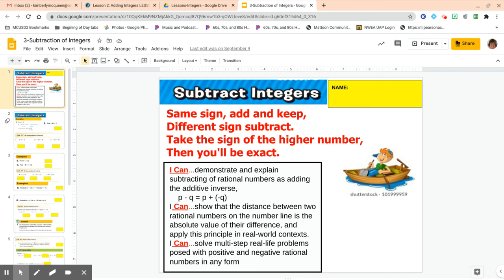Friends, today is subtraction of integers. I hope addition of integers went well. You're going to find out you will like this. This is very, very similar. So we talked a little bit about our song here.